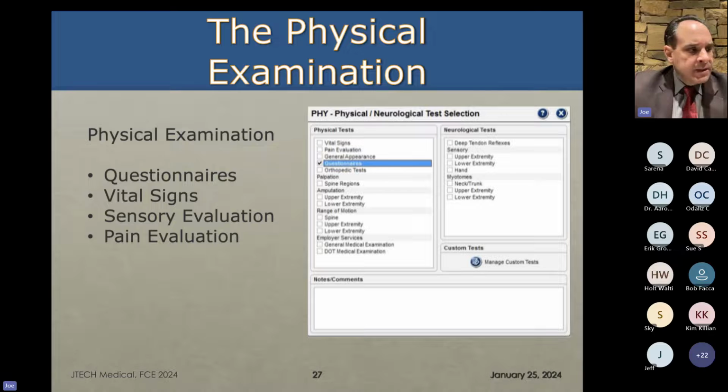Again, going back to the physical examination component of this, there's so much here that supports our determination of sincerity of effort and consistency of effort. So if we're doing upper extremity range of motion or any range of motion or any muscle testing, we're looking at the consistency of effort.